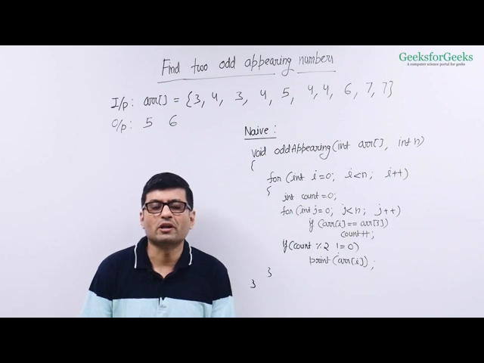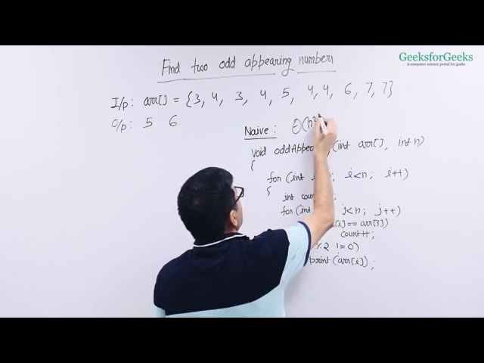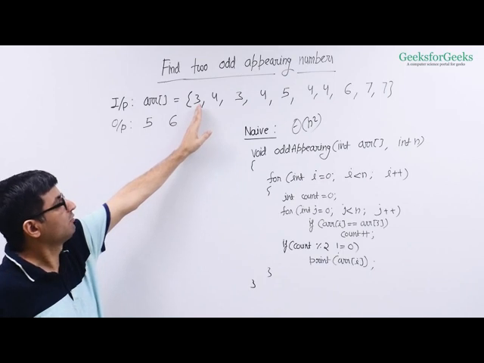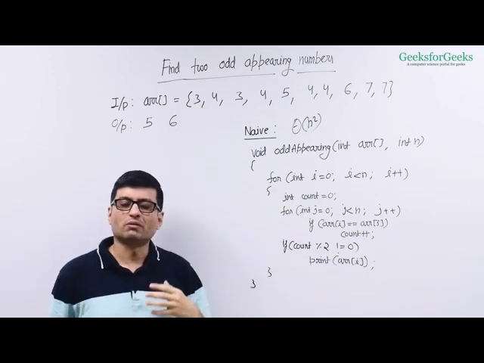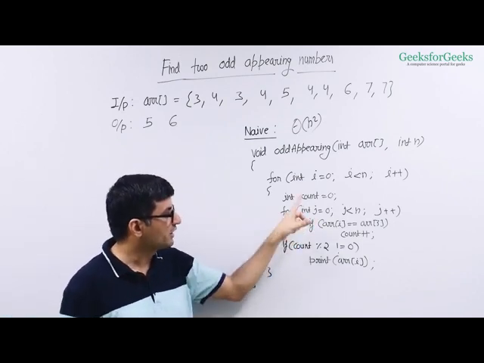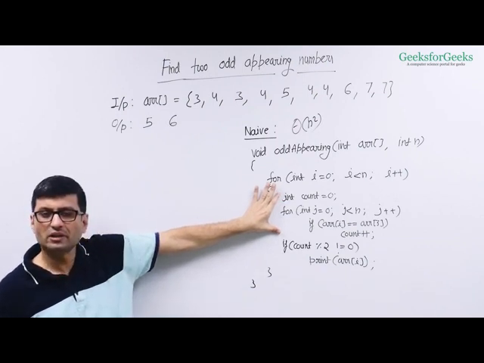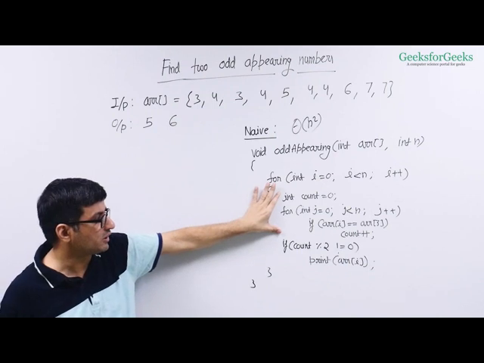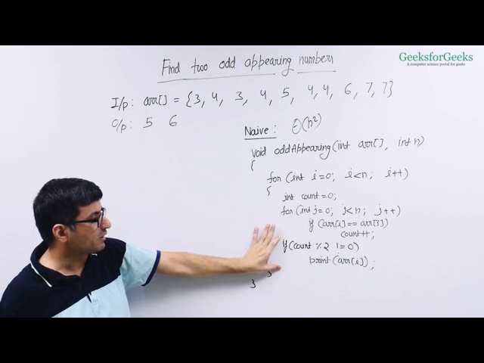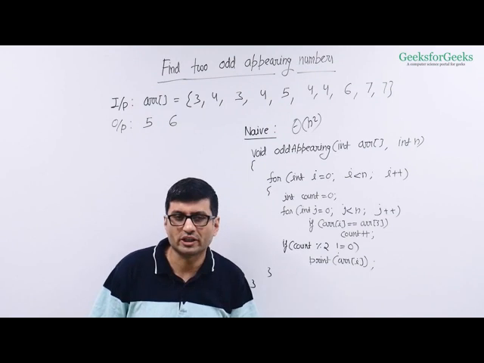Let us first talk about the naive solution, which is theta n square. The idea is simple. We traverse through every element one by one using this outer loop. For every element, we count how many times it appears. So to count the occurrences, we have one more loop. So this part counts how many times array I appears, right? You traverse from j equal to 0 to n minus 1, and every time array j is array I, you increment the count. And if count becomes odd, you print that element, right?